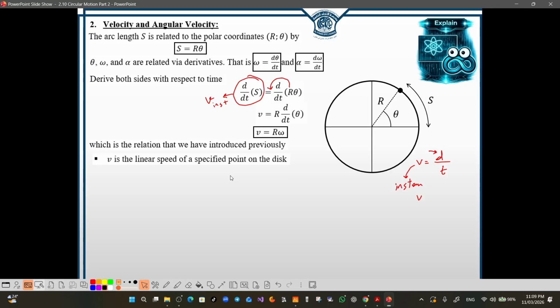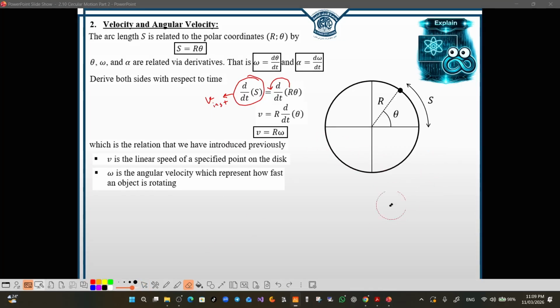What is interesting behind this equation is that v is the linear speed of a specified point on a disk, and omega is the angular velocity, which represents how fast an object is rotating. So the first one, the speed, is the linear speed, which describes how much or how fast an object is moving along a certain distance with respect to time. And omega here is also speed, but the speed of rotating something.